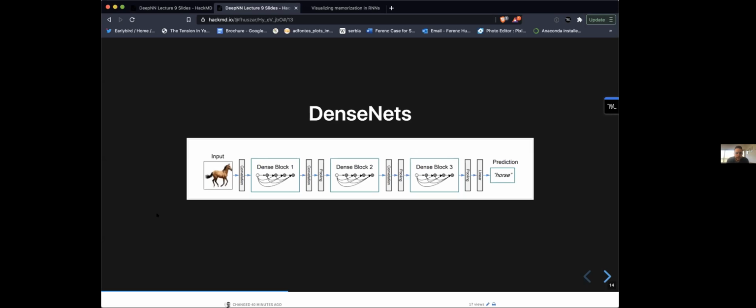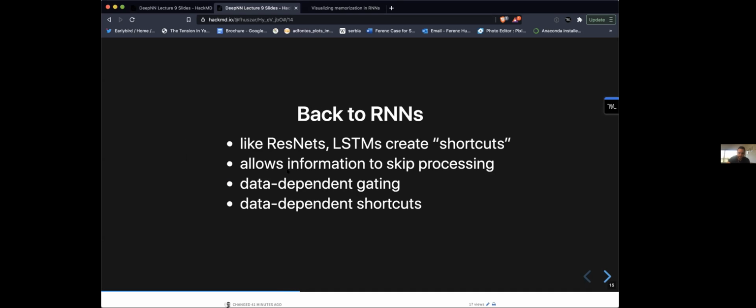So one generalization of this is DenseNets, which are densely connected neural networks. You can see here that a dense block, instead of just having one shortcut connection that skips layers, has all the possible shortcut connections between non-adjacent layers. And that's one way to increase the performance even further.